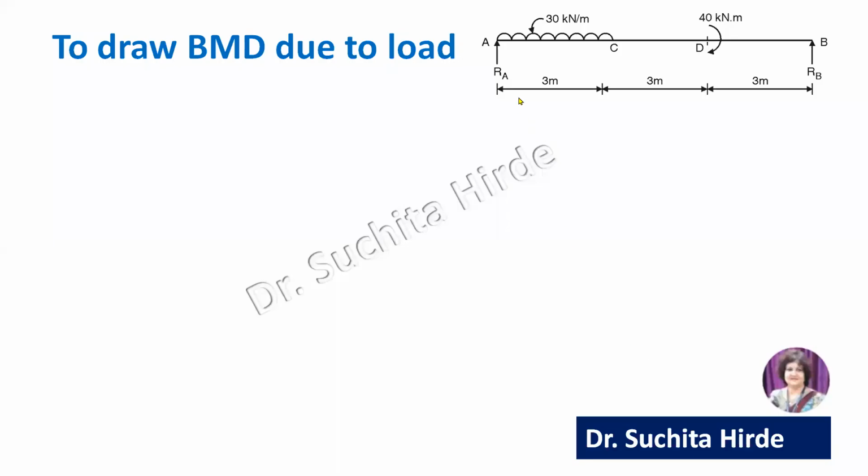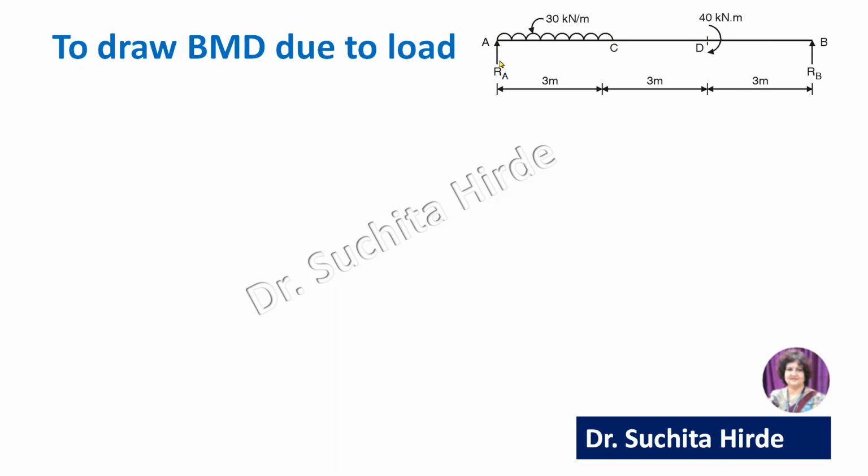Next is to calculate bending moment at various locations. In this case, we have to calculate bending moment at A and bending moment at C. Whenever there is a moment or couple on the beam, we have to calculate just to the left of that point and just to the right of that point, and then bending moment at the end support.